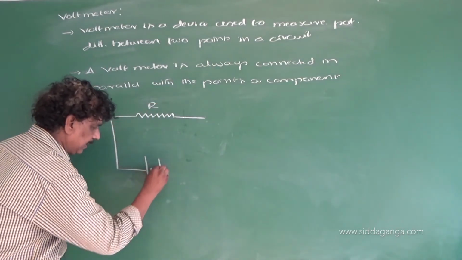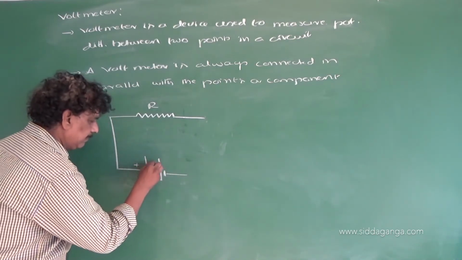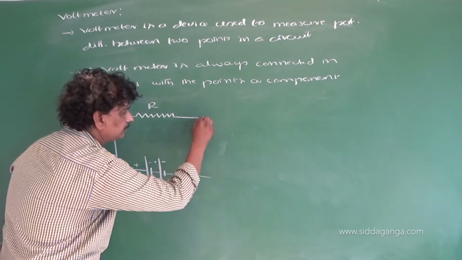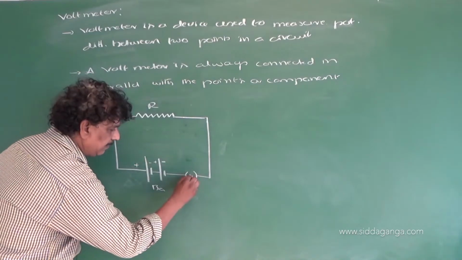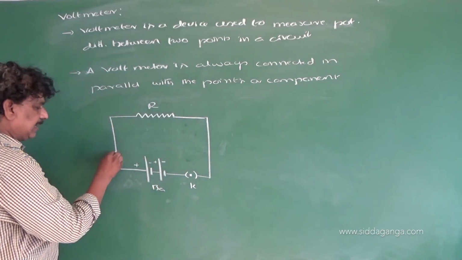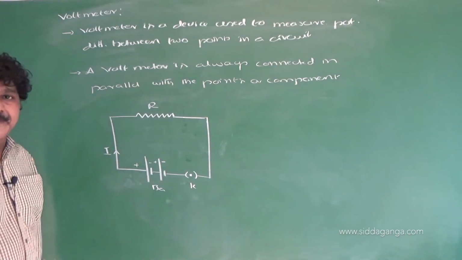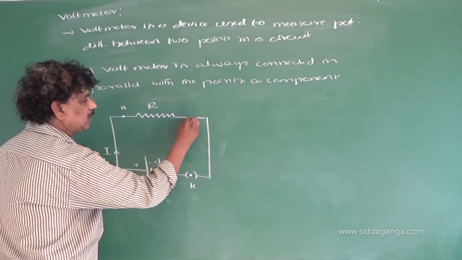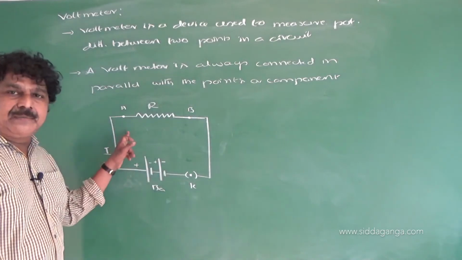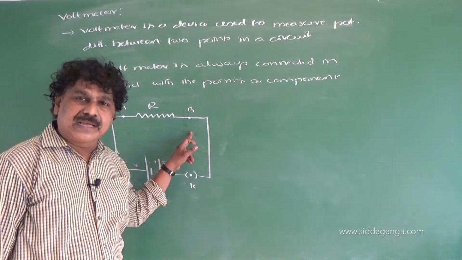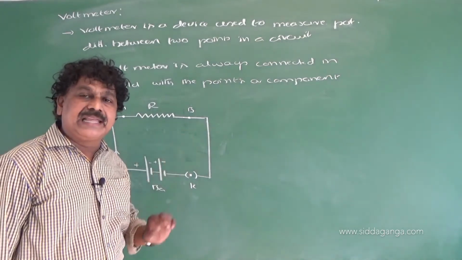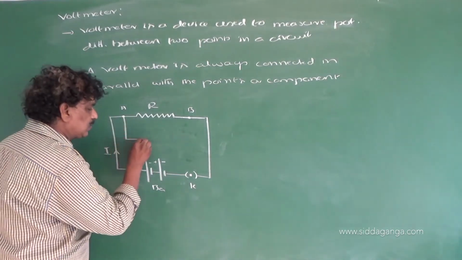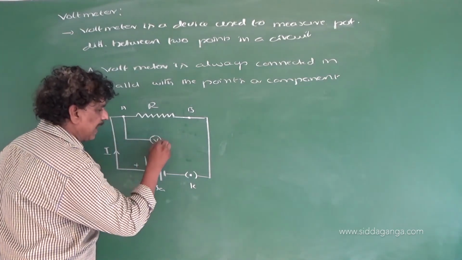connected to a battery with a plug key. Right. Now, when the circuit is closed, a current flows through the circuit. Now, then arises the potential difference between the 2 points. A and B are the 2 points in the circuit. They represent the ends of the conductor. Then this voltmeter has to be connected in parallel.